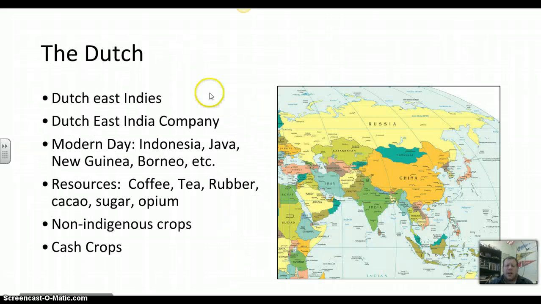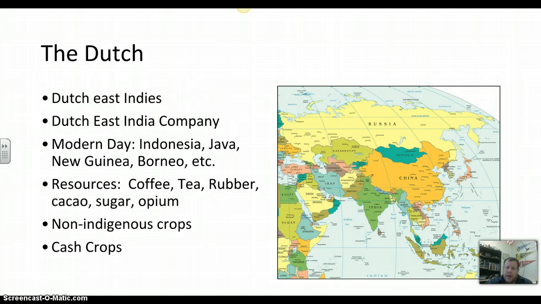For example, the Dutch had their own East India Company, like Britain did, same deal, and ruled over basically Indonesia, Java, New Guinea, Borneo, these islands right down here in this area. The reason they went there was for the resources. It was a very humid tropical area. Basically, you can grow things there you can't grow in Europe.